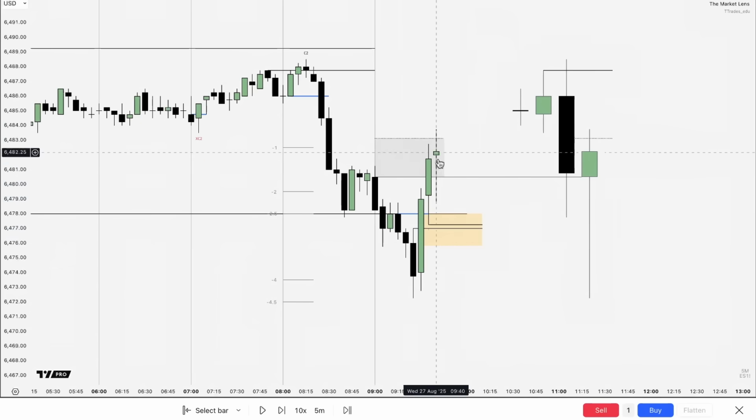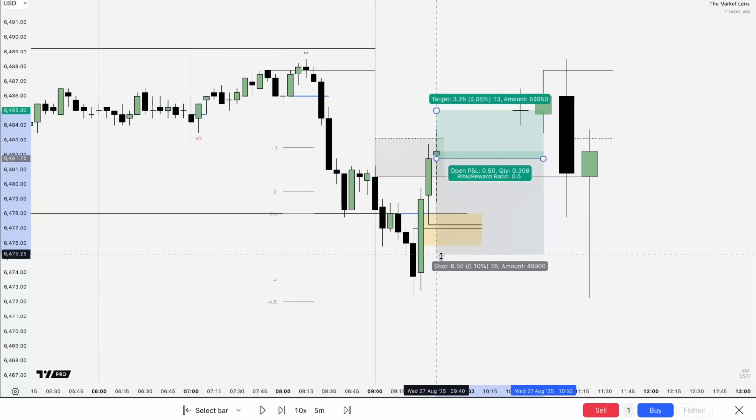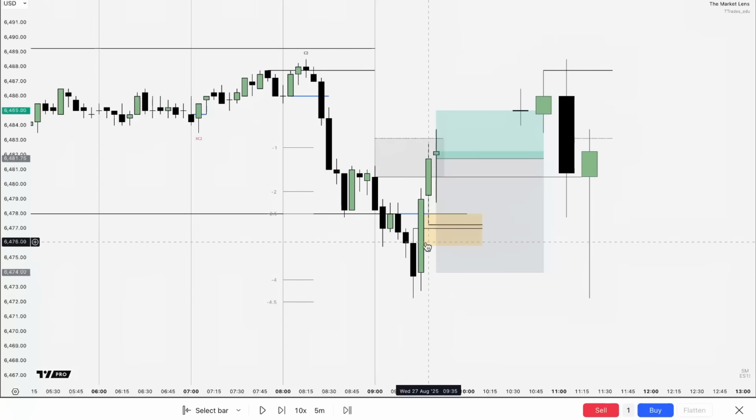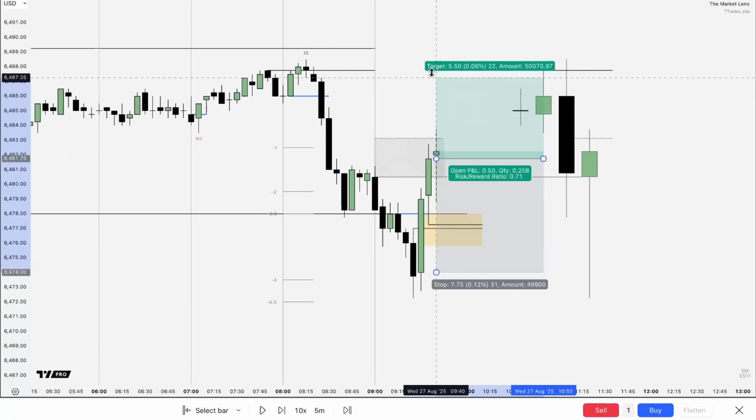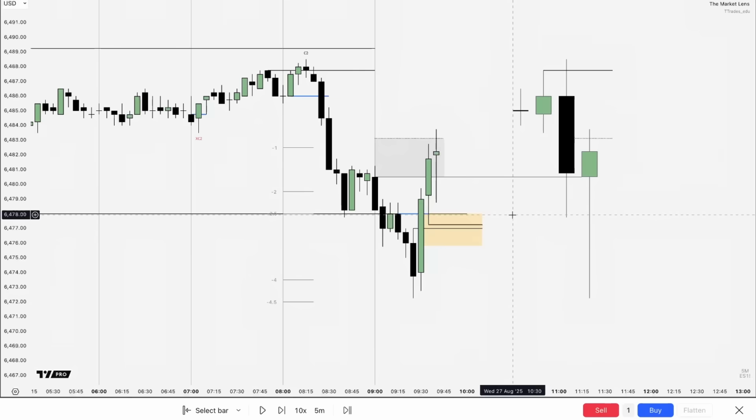Now, why wouldn't I just take an entry right here? Well, I want to be able to exit or partial off before or at my short-term targets. If I take an entry up here and I have to allow price to trade into there and respect 0.5 of this order block, that is not giving me good risk to reward. So I'm going to wait for price to retrace to give me an entry.